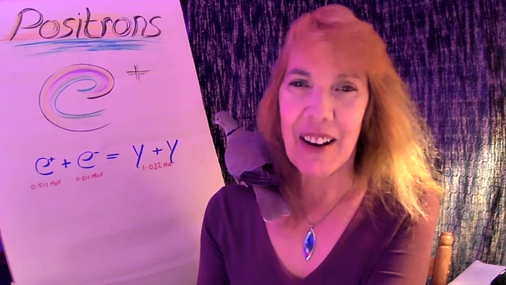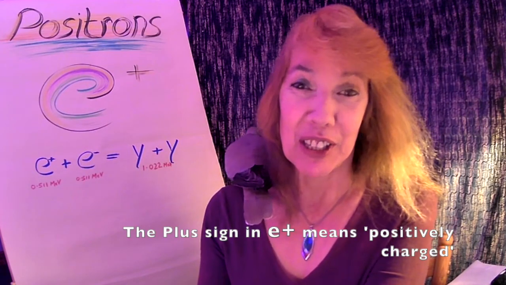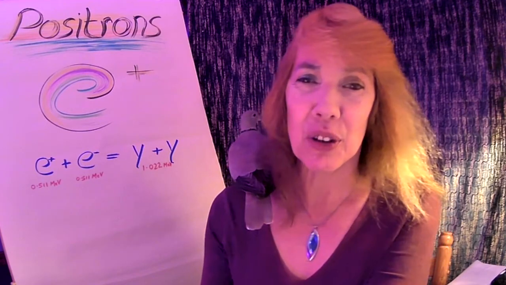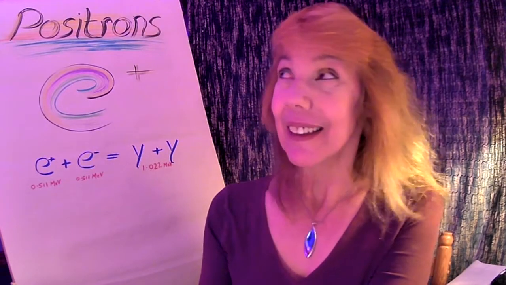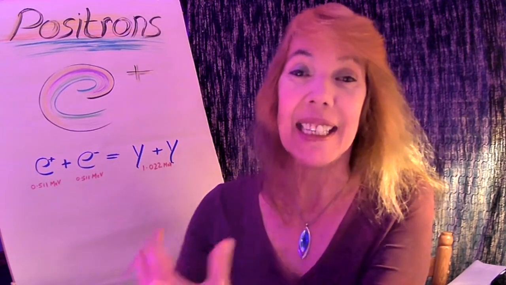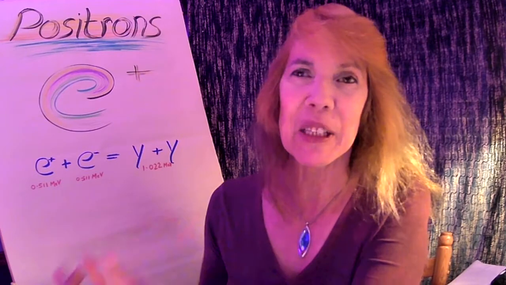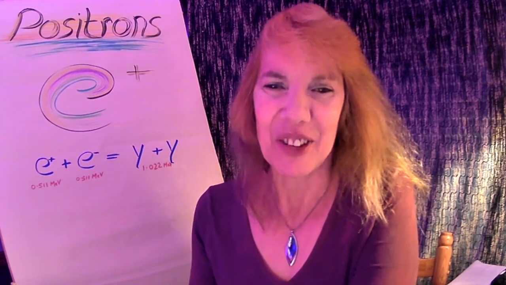Positrons essentially are positively charged versions of the electron. They are the electron's antiparticle. So they exist as the equivalent antiparticle of the electron.